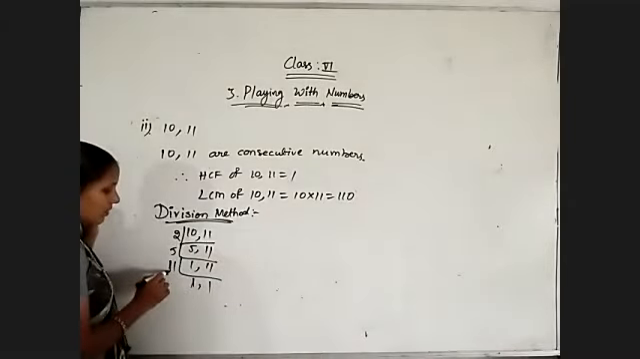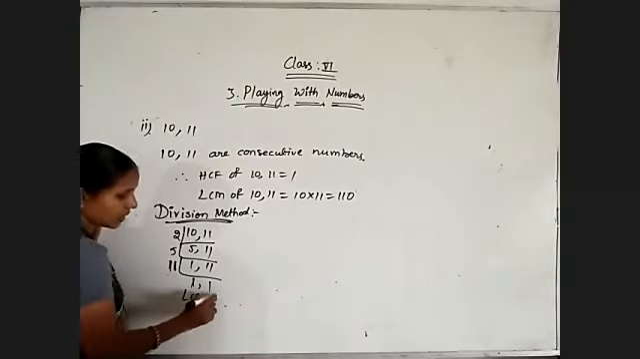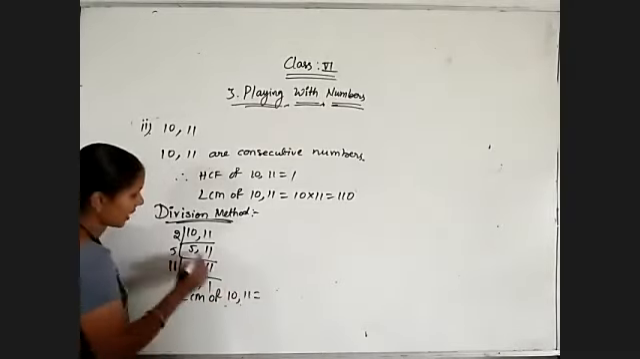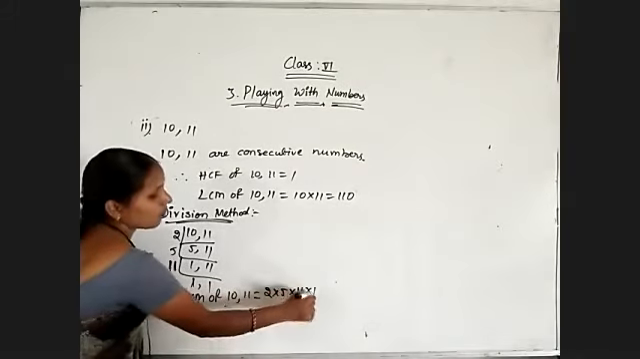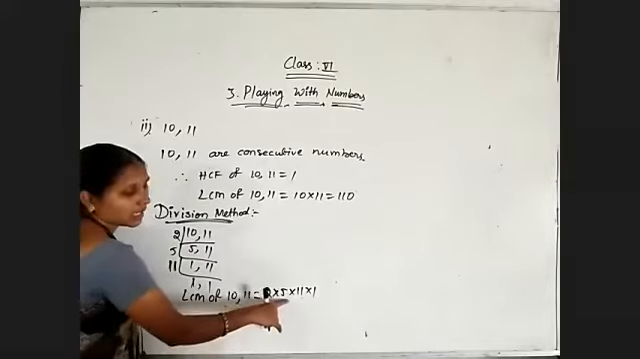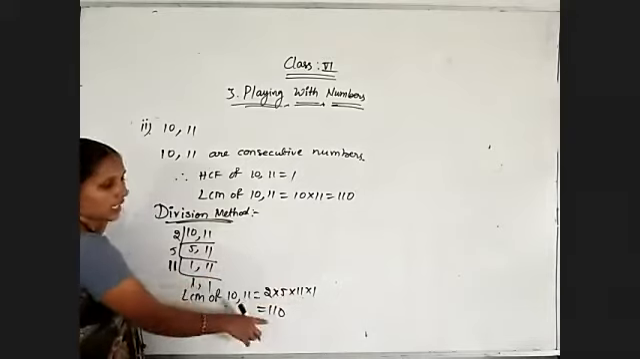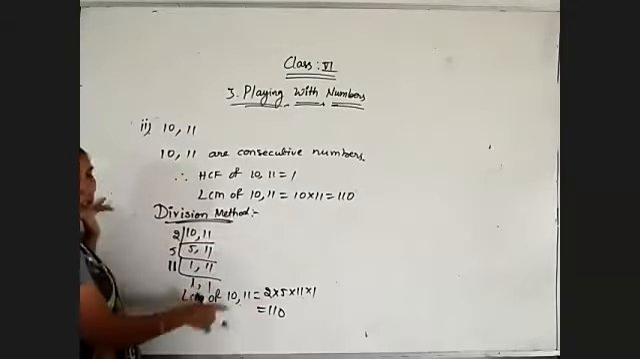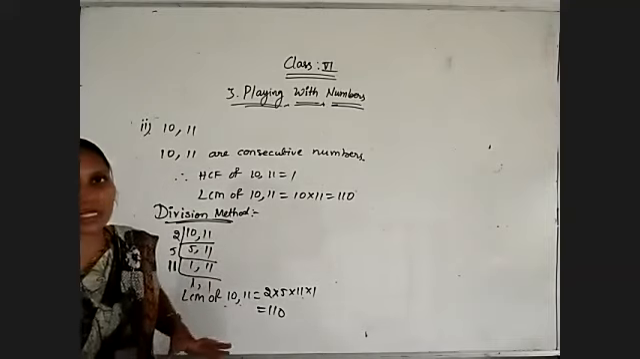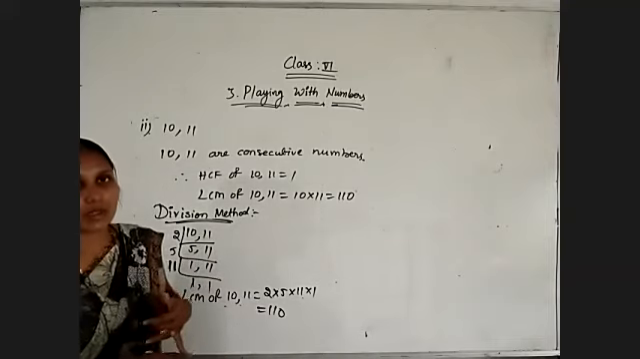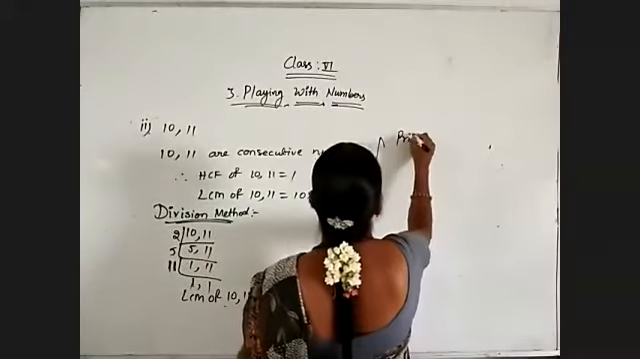So now just observe what the factors are. LCM of 10, 11 is equal to the product of the numbers, that is 2 into 5 into 11 into 1. So 2 fives are 10, 10 into 11 is 110, into 1, 110 itself. So what we got directly is 110, which I wrote without doing anything. So for consecutive numbers, the LCM you will get is their product. Remember this. HCF will be equal to 1. Okay. And next use the prime factors method to do the same thing.